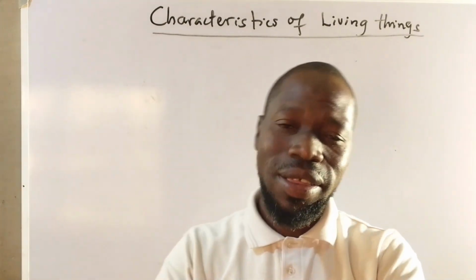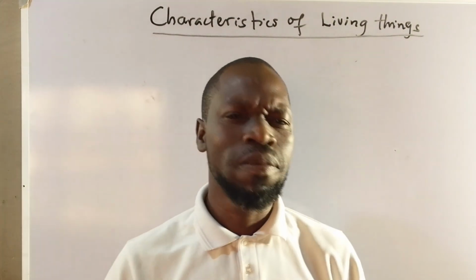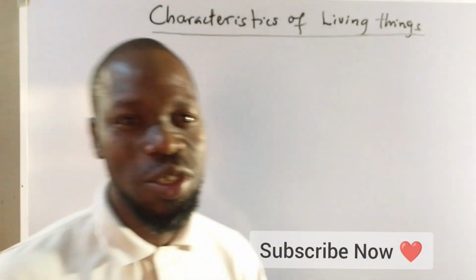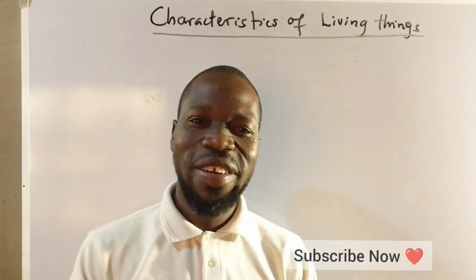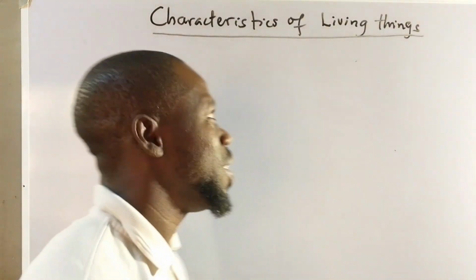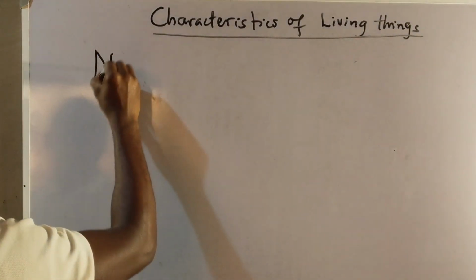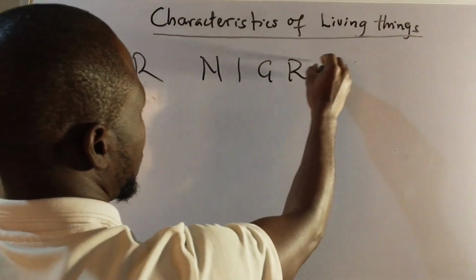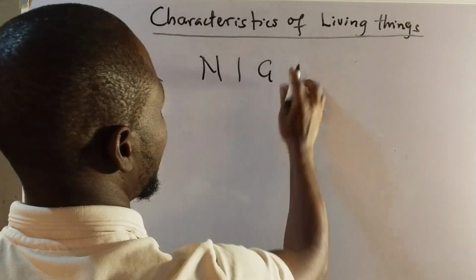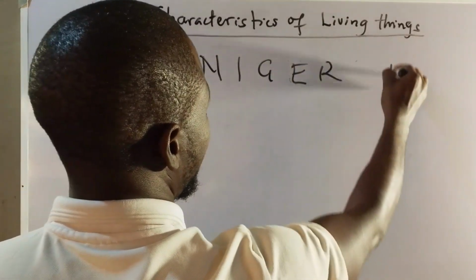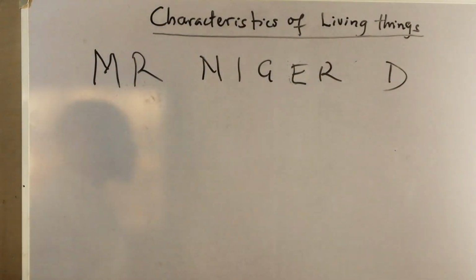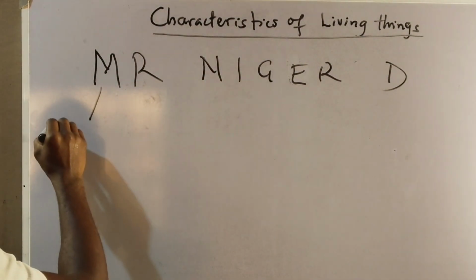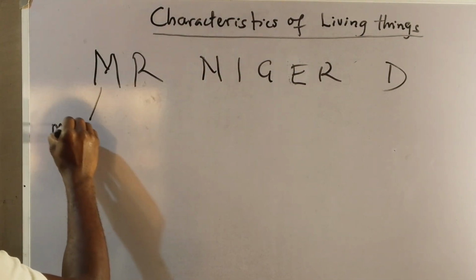But when you see anything that has all these characteristics we're going to discuss, we call them living thing. And there's an abbreviation that helps us. Who can remember it? Okay, we call it Mr. Niger D. All right, so we're going to be taking them one after the other. Any living thing should have M. M means movement.